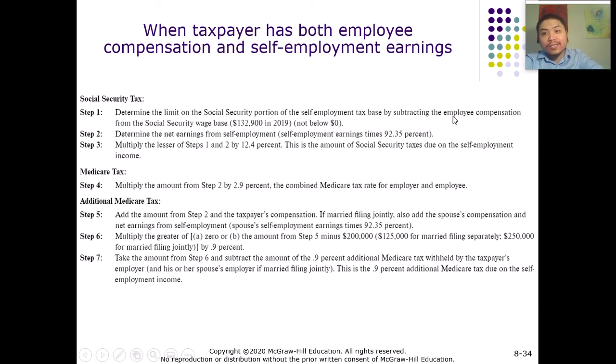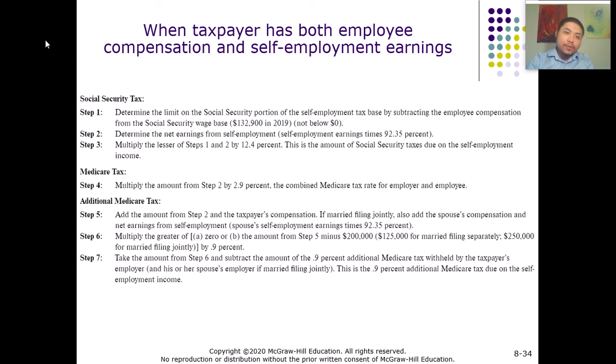So let's say this person, the taxpayer, has a job working for some company, and that company pays her, let's say, $100,000. So whatever is left over for her self-employed business is just going to be $152,900 minus $100,000, which is $32,900. So that's going to be the base to calculate her Social Security tax for the self-employed business. All right, so that's step one.